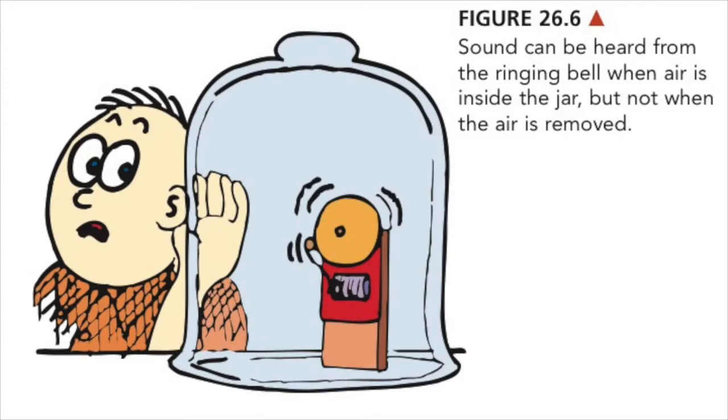The boy in figure 26.6 cannot hear the ringing bell when air is removed from the jar because sound cannot travel in a vacuum. The transmission of sound requires a medium. If there is nothing to compress or expand, there can be no sound. There may still be vibrations, but without a medium, there is no sound.